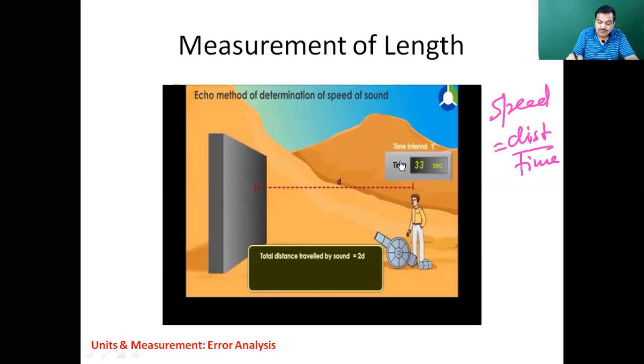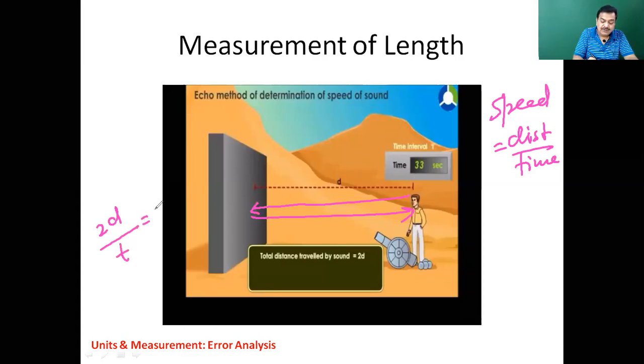First, it moved from here to here. Then from here it came back to you. So it traveled double the distance. So the distance traveled is 2d, and the time taken is noted from here. And you know the speed of sound in air is 330 meters per second, or it may be 332 meters. Whatsoever is given in the question, you take that.